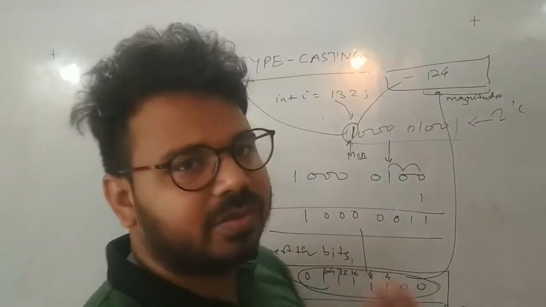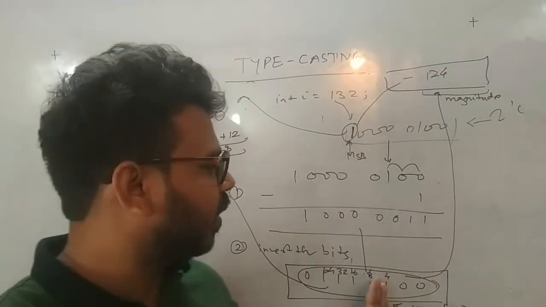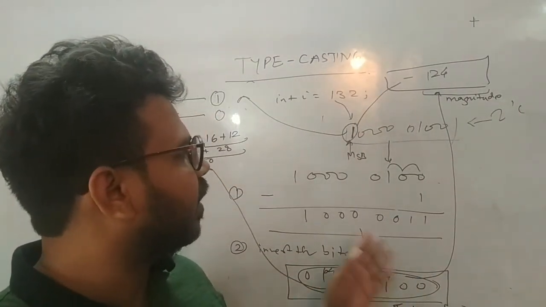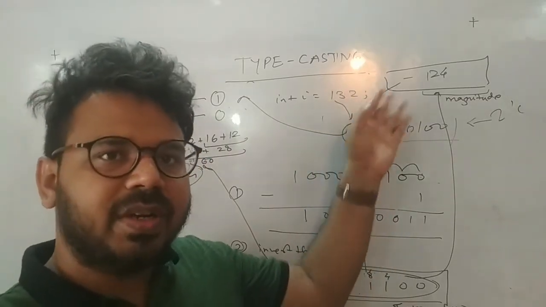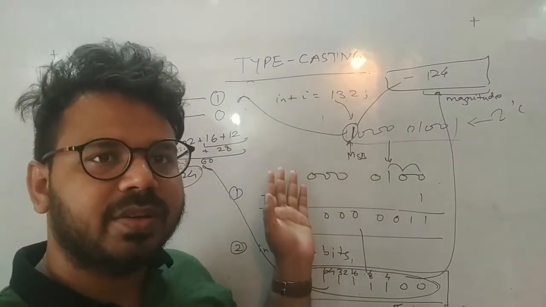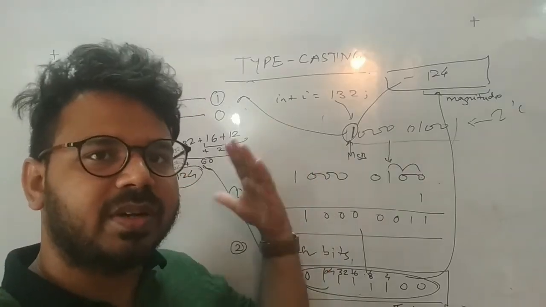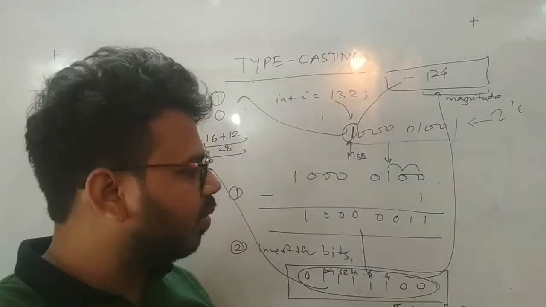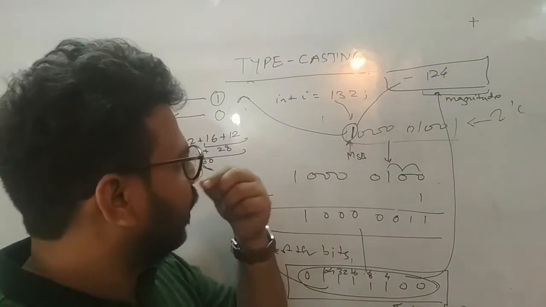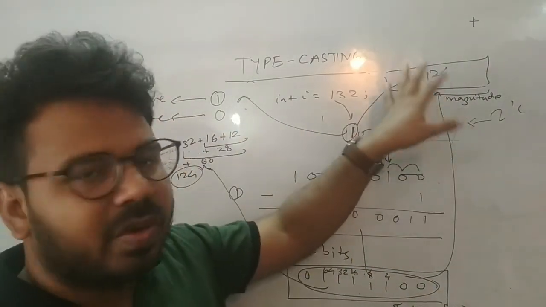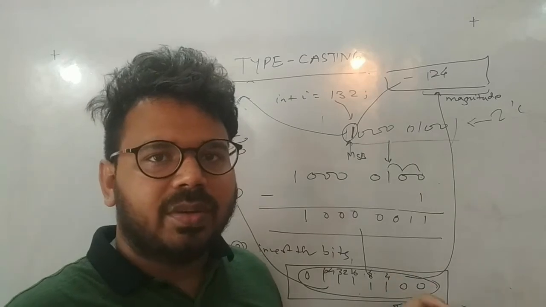Now I think you got the concept of what 2's complement is, how it works, how we can convert int to byte, and where the remaining data, that is the 24 bits, is trimmed. I think you got the whole logic. Now for 128 you can do it by yourself.